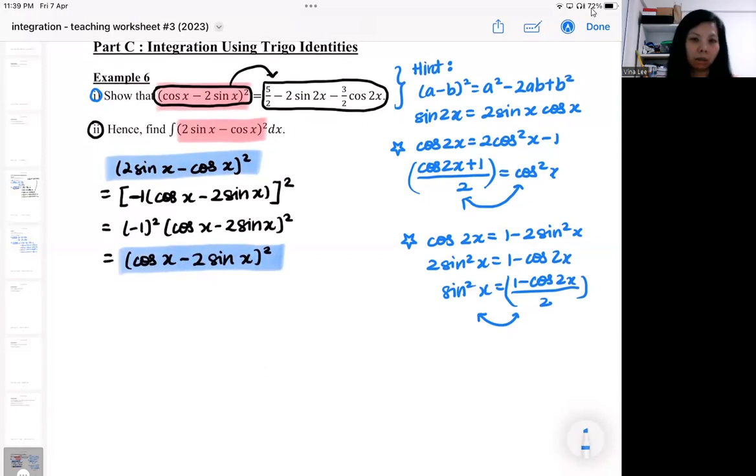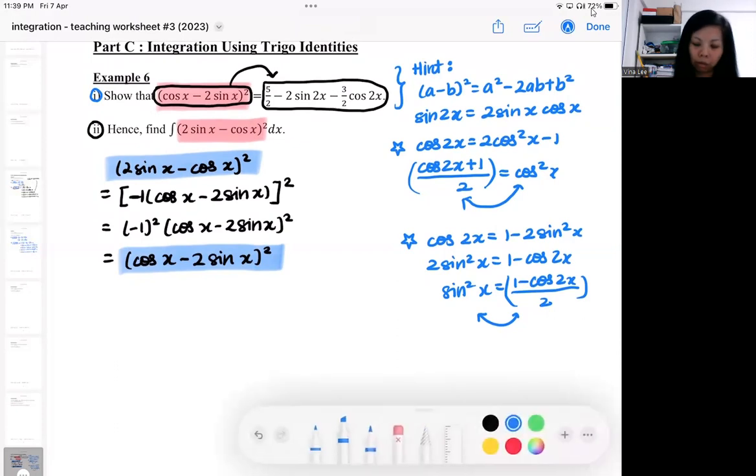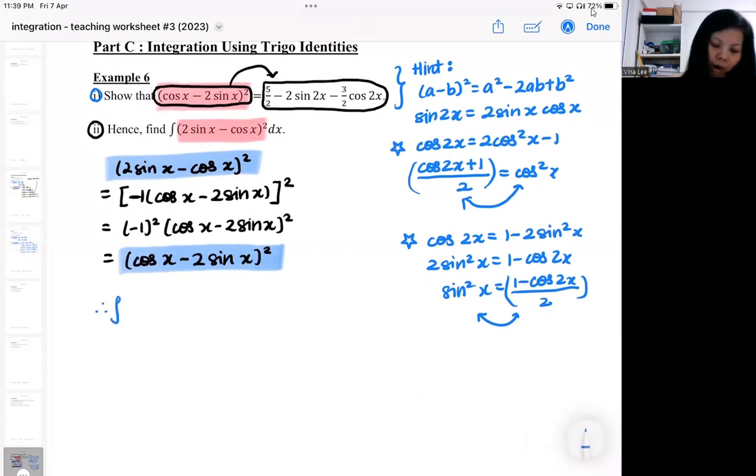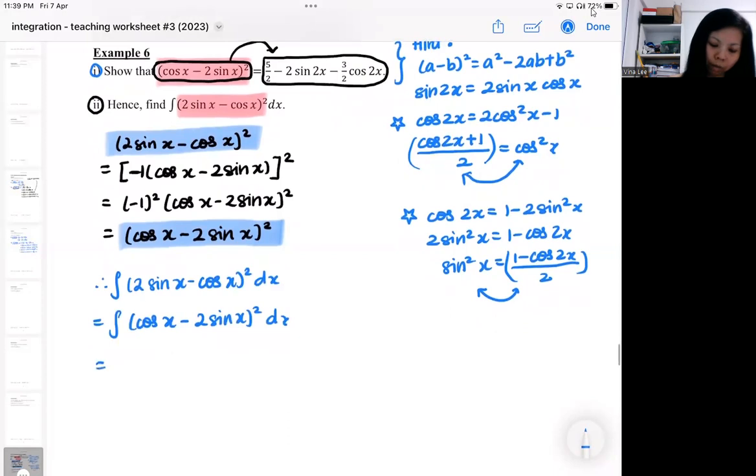So after some algebra manipulation, you realize that they are the same. And therefore, if you are asked to integrate this, that is as good as integrating, is equivalent to integrating this. And because they are equivalent, then I can use the whole formula that I managed to prove, or I didn't manage to prove, in the first part.